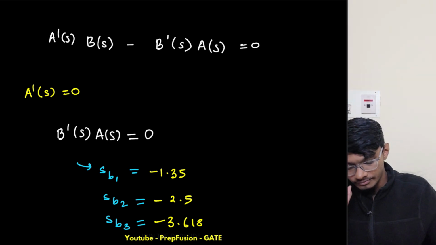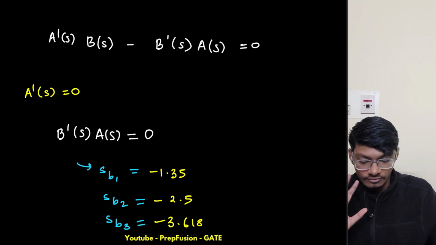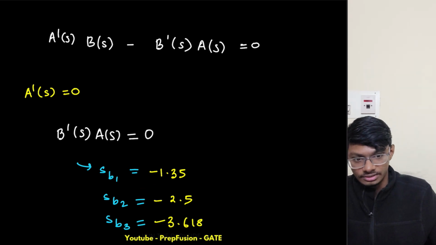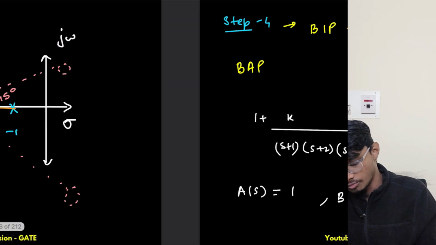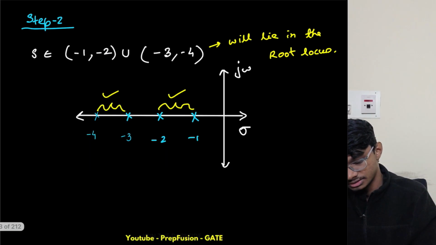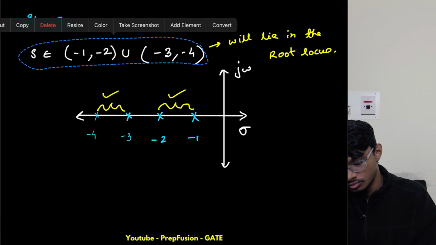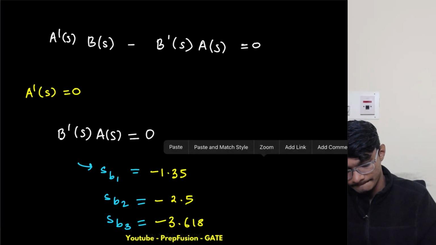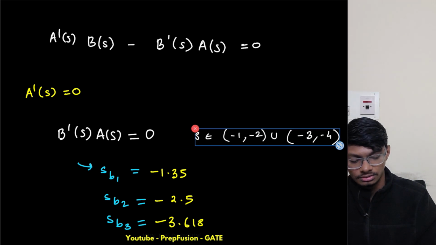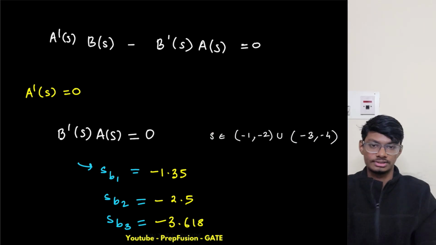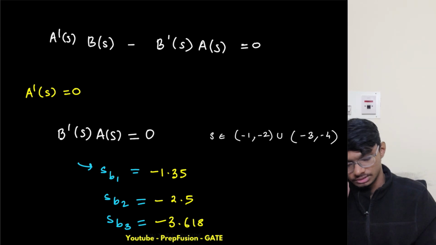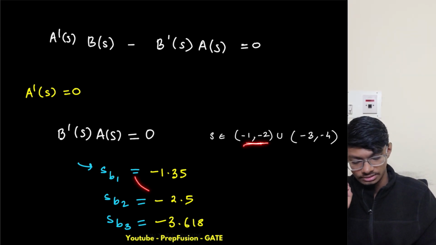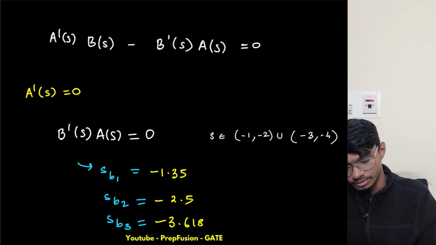So just tell me which ones will lie on the root locus and which ones will not lie on the root locus. Can you say it from here? So we know the range, right? What is the range of my s? So I'll copy that range here. This was the range where my root locus will lie on the real axis, right? So it should lie between -1 and -2 here. This point is between -1 and -2, so this is a valid point.